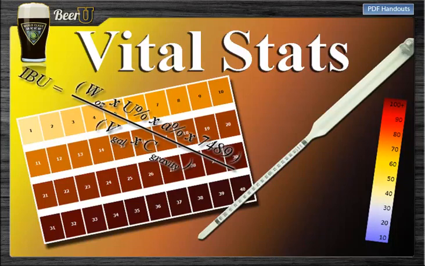Welcome to our Beer U module on vital stats. In this module, we'll look at some of the more significant beer metrics that will help you to understand beer and the brewing process. We'll talk about measuring beer color, density, and alcohol, and then we'll talk a little bit about why those things are important in the world of beer.